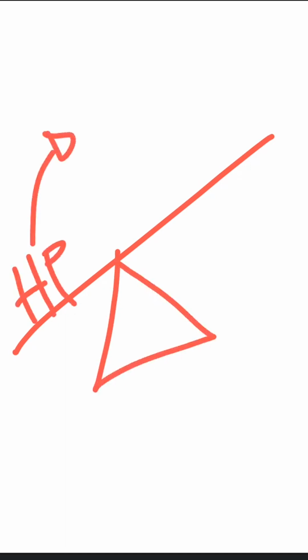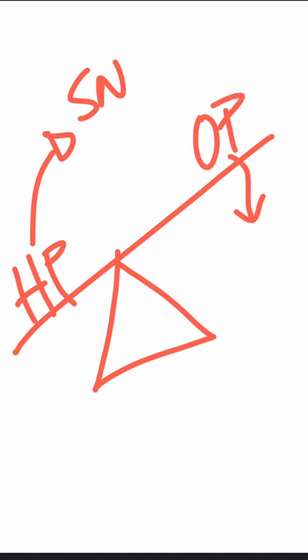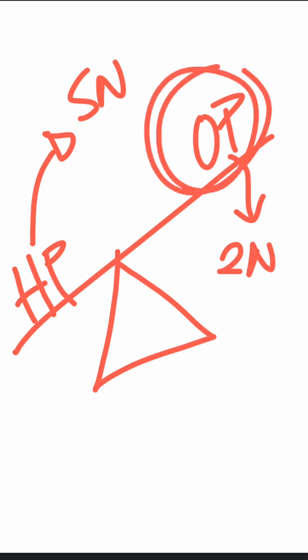Hydrostatic pressure, which we said was 5 newtons, and oncotic pressure this time, which is looking like 2 newtons. Because of this mismatch, hydrostatic pressure, in as much as it hasn't increased at all, the force that is opposing it, the oncotic pressure, is not sufficient to oppose it.